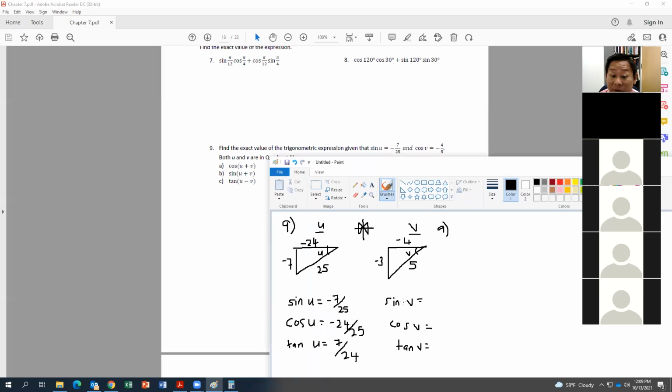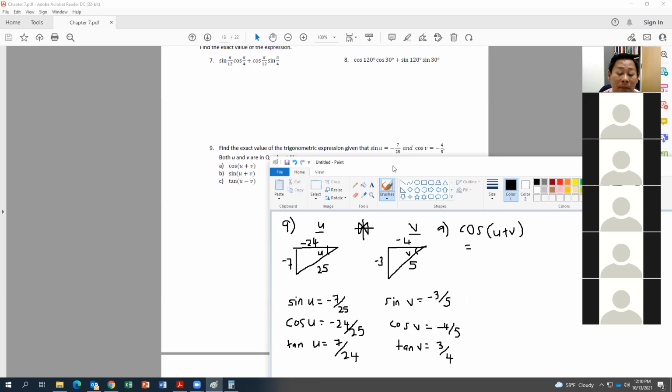Go ahead and do sine V, cosine V, and tangent V for this angle, for this triangle. So sine V is negative 3 over 5. Cosine V is negative 4 over negative 5, so 4 over 5? Yep, which is given to us in the question. And tangent V is 3 over 4. Oh, good. You guys still remember your SOHCAHTOA. And yes, SOHCAHTOA is still going to be used throughout the whole semester here.